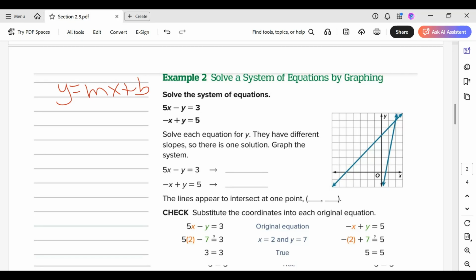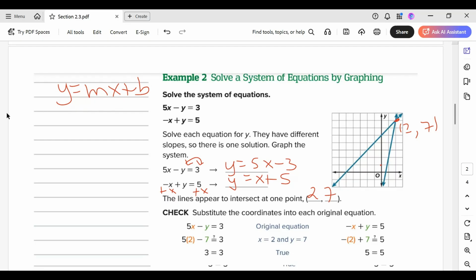So the first one, when we solve it for y equals mx plus b, if I swap my y and 3, I become y equals 5x minus 3. If I add x over, I become y equals x plus 5. So the lines appear to intersect at, that's 1, 2, 3, 4, 5, 6, 7, at 2, 7.